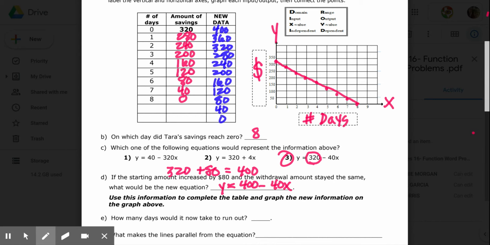And then let's go ahead and extend the days. So on day 9, she would have 40. And then on day 10 is when she would run out of money. On letter E down here, it says how many days would it now take to run out? So it'd be 10 days.